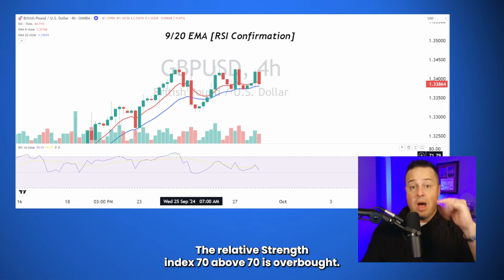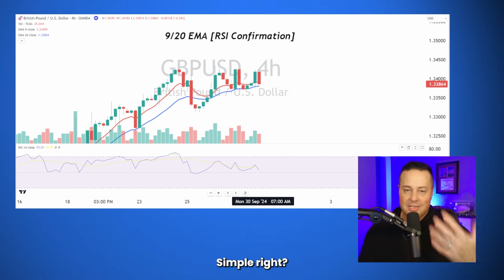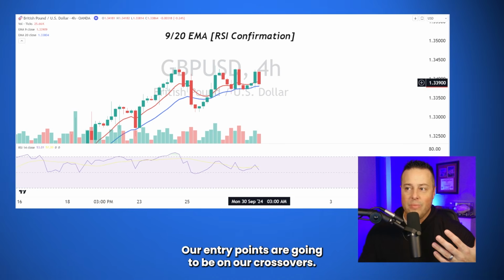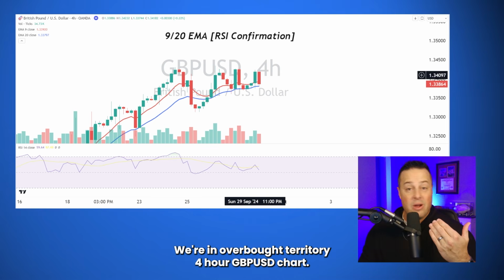Above 70 is overbought. We're looking to sell the market. When we're below 30, it's oversold. We're looking to buy the market. Simple, right? Our entry points are going to be on our crossovers. Right now, we're in overbought territory. 4-hour Great Britain pound USD chart.